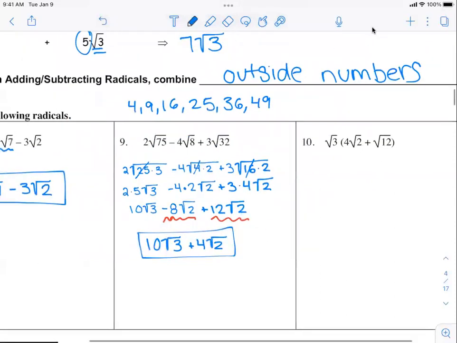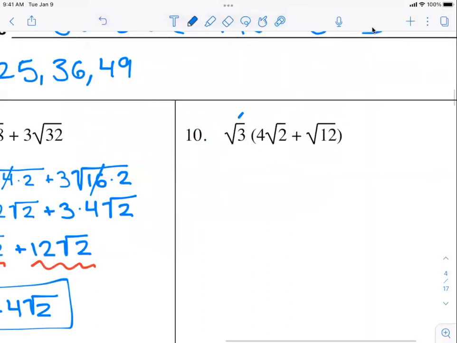Okay, let's do a little bit of distributing here. So here we're going to distribute the root 3. So root 3 times 4 root 2 is going to give us 4 root 6. The 3 and 2 are inside, so you can multiply.